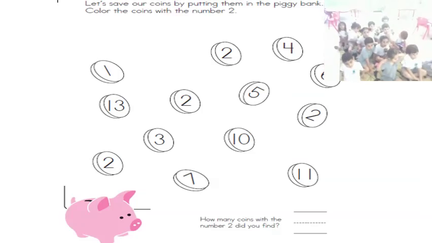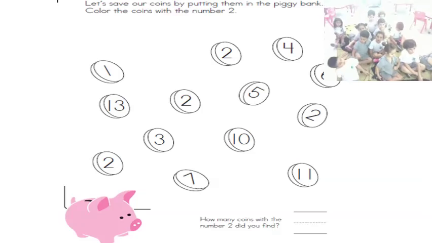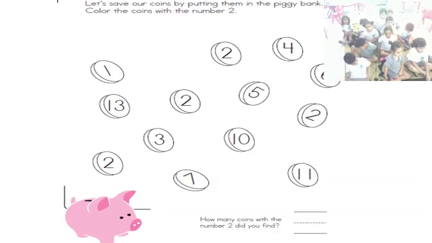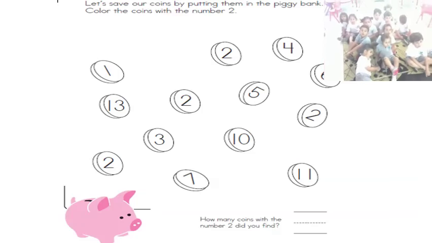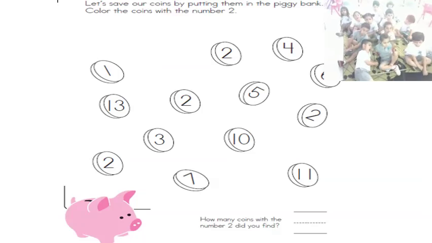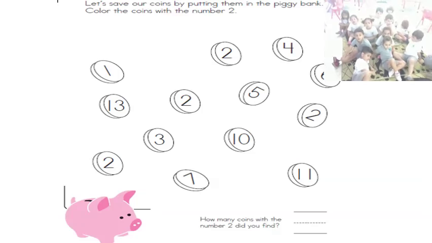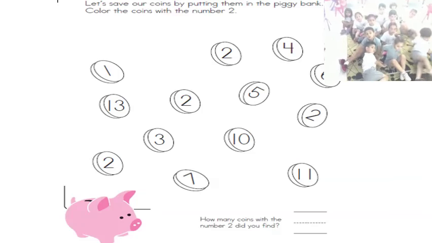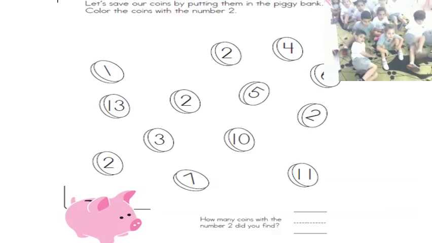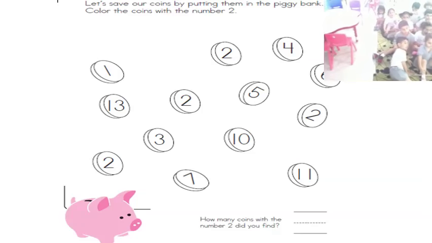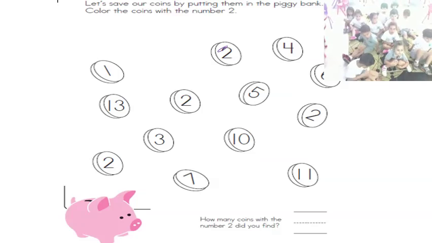Okay. Now we have the piggy bank. We have to count how many coins with number 2 are in the piggy bank. I have to color number 2 first and then I will count them. Let's color it. With what color do you want to color it? Pink? Purple? Blue? Okay, let's use the purple color. Let's color the first number 2.